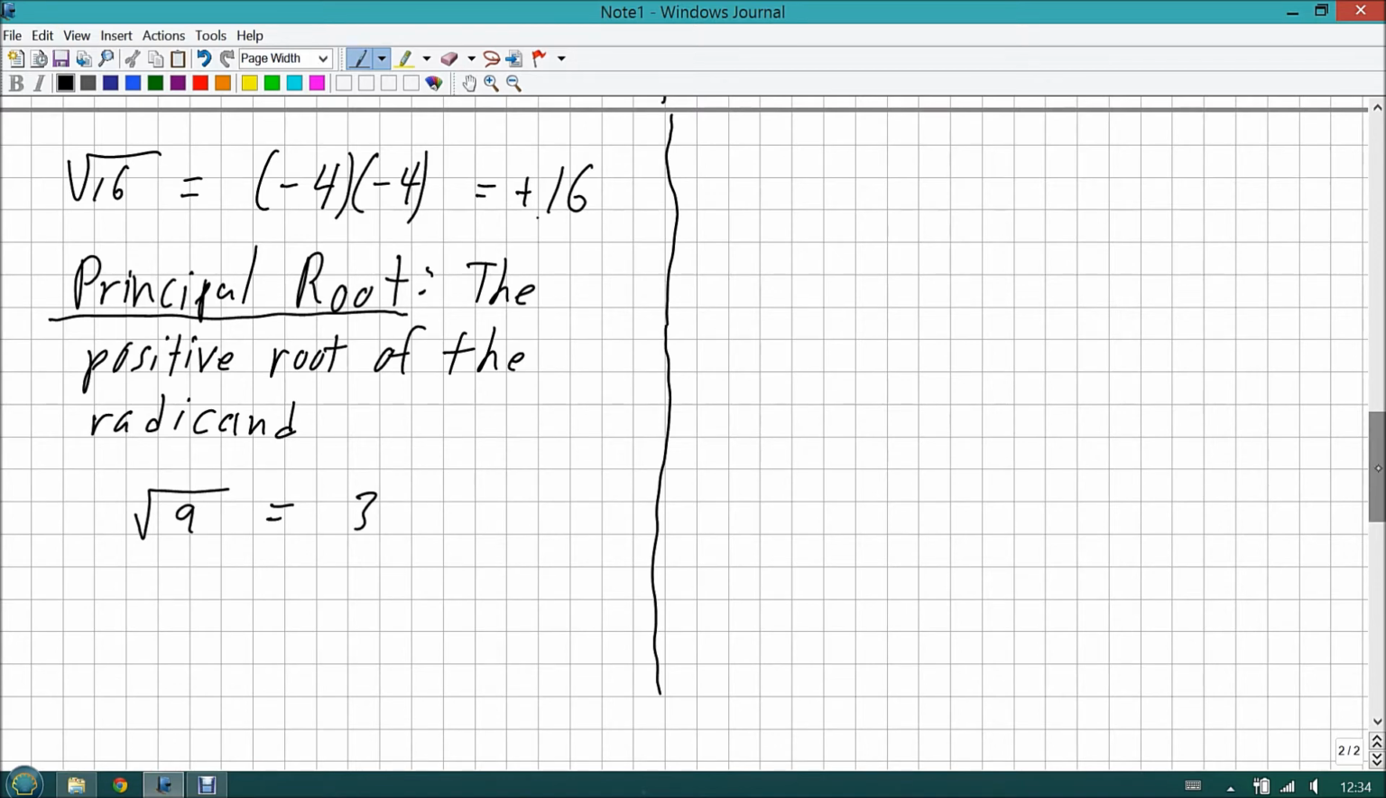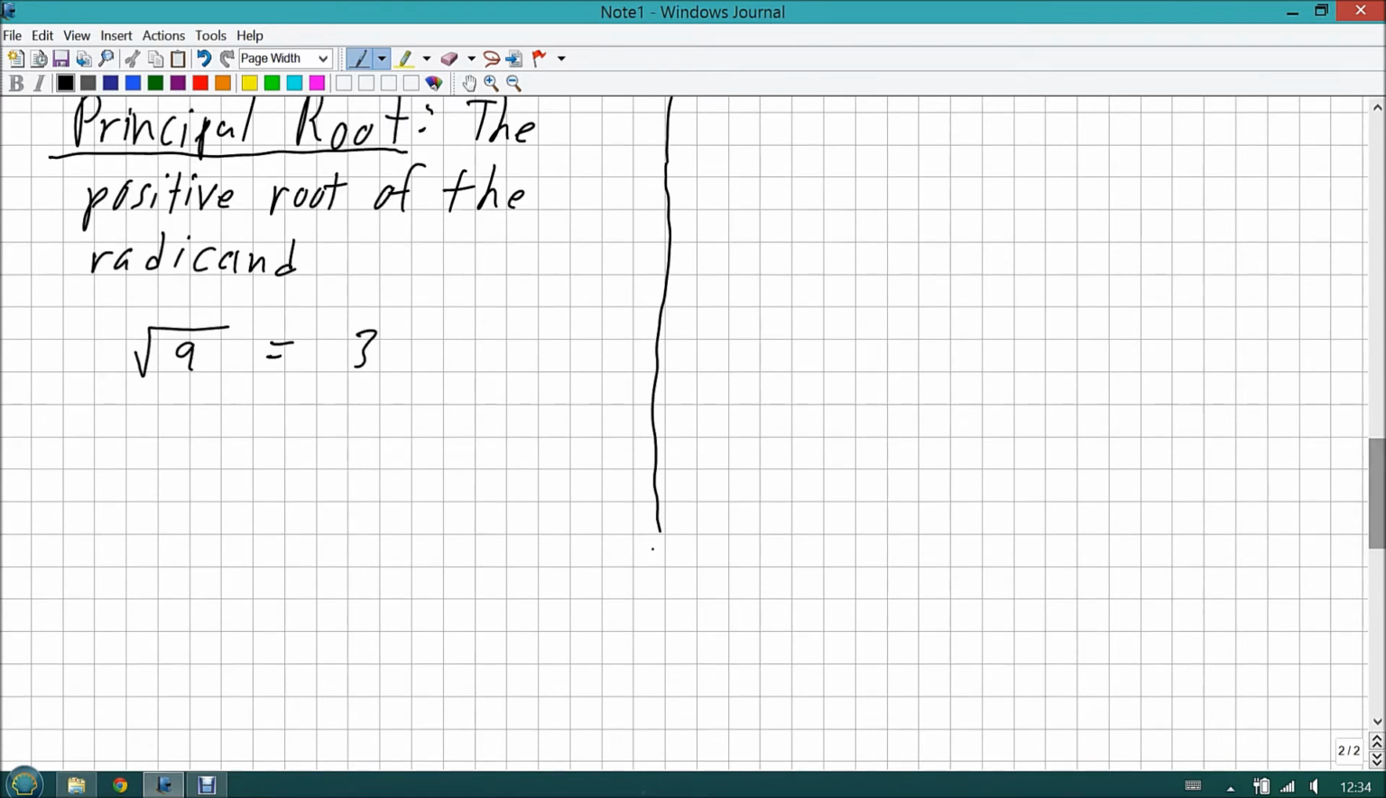But what about all the other roots? We already showed that we can have more than one root. If we want both roots, we use this special symbol: a little positive or negative in front of our radical. When we do that, it tells us we want the positive and the negative root of it. So what's the positive root of 9? That would be 3. And what is the negative square root of 9? That would be negative 3.